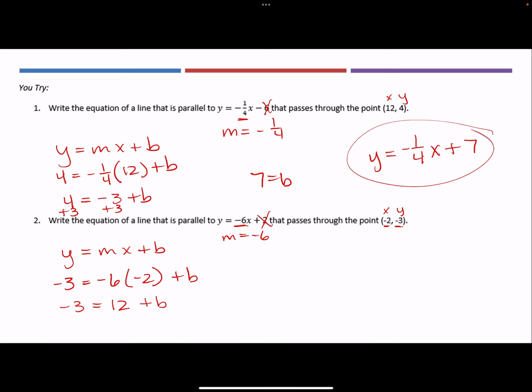And then I'm solving for b. So I'm going to subtract 12 from both sides. Use your calculator. Negative 3 minus 12 is negative 15. So now I have my b value. And I know my slope is the same from the original. So y equals negative 6x minus 15. That's my line that's parallel and passes through that point.